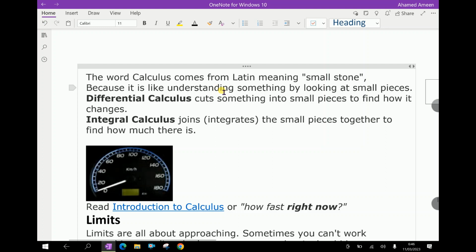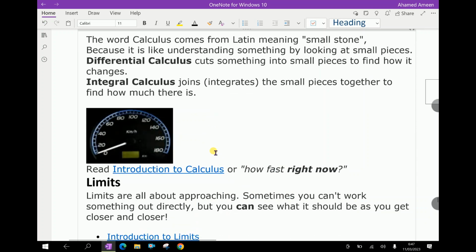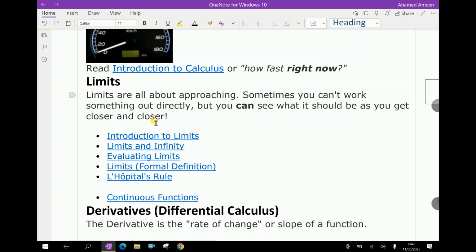The word calculus comes from Latin, meaning small stone, because it is like understanding something by looking at small pieces. Differential calculus cuts something into small pieces to find how it changes. Integral calculus joins, that is, integrates the small pieces together to find how much there is. Limits are about approaching. Sometimes you can't work something out directly, but you can see what it should be as you get closer and closer.